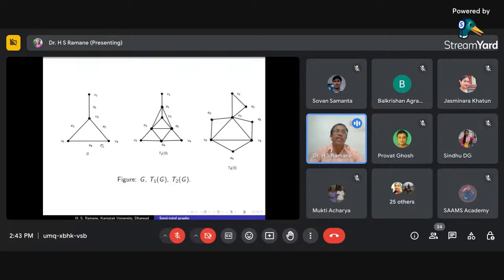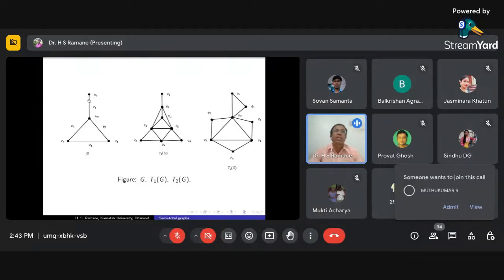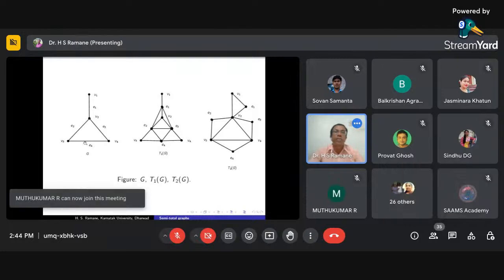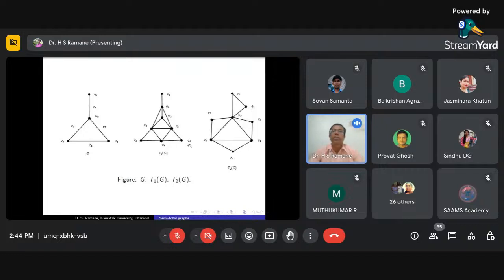Similarly E2, E4 are adjacent, so we have put the line E2, E4. And the vertex and edge is incident. For example, here E1 is incident to V1 and V2. So E1 should be adjacent here to V1 and V2. Similarly, here E4 is incident with V3 and V4. So E4 is incident with, means adjacent here with V3, V4. So this is a semi-total line graph.